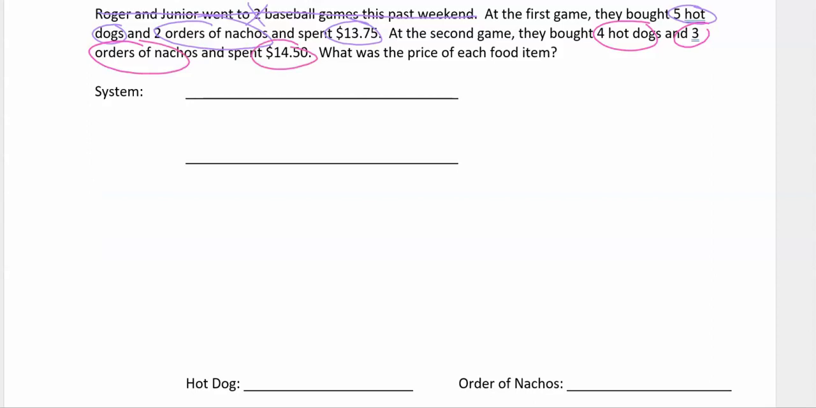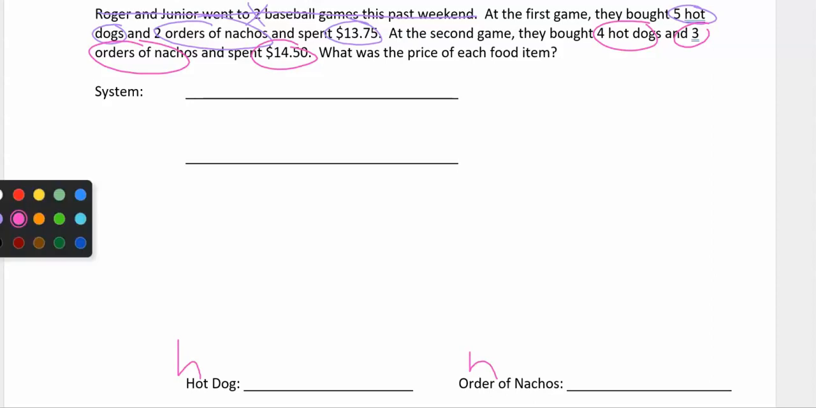Okay, you guys, if you look, we've kind of helped you out here, and the answers, I've got hot dogs and nachos. So, okay, that kind of makes picking out my variables a lot easier. H and N is what I'm going to use. Your system, your 2 equations are going to come from those 2 different baseball games. So the first baseball game, let's see, I did all that information in purple. So I'm going to write that first.